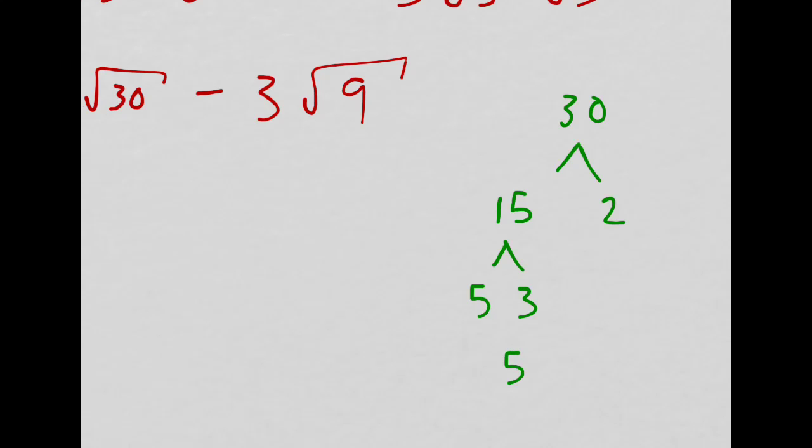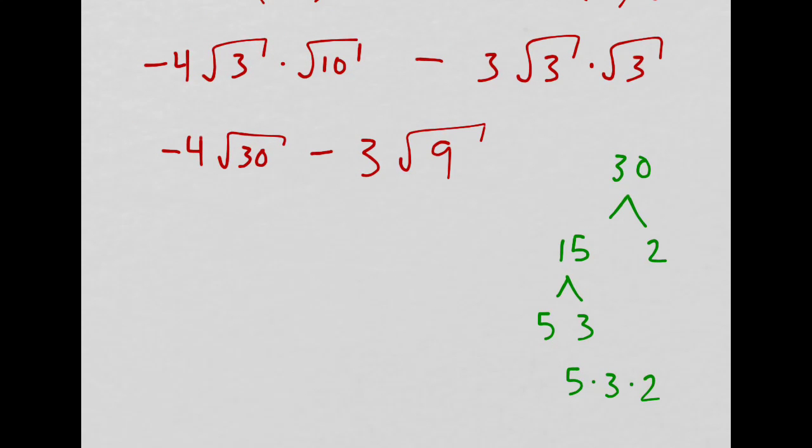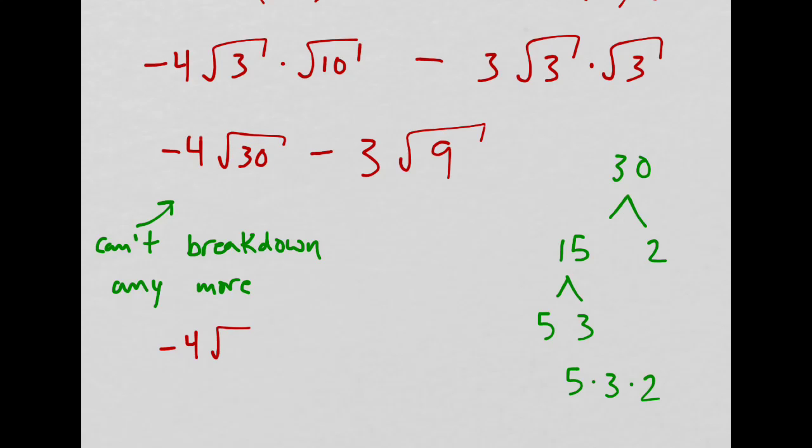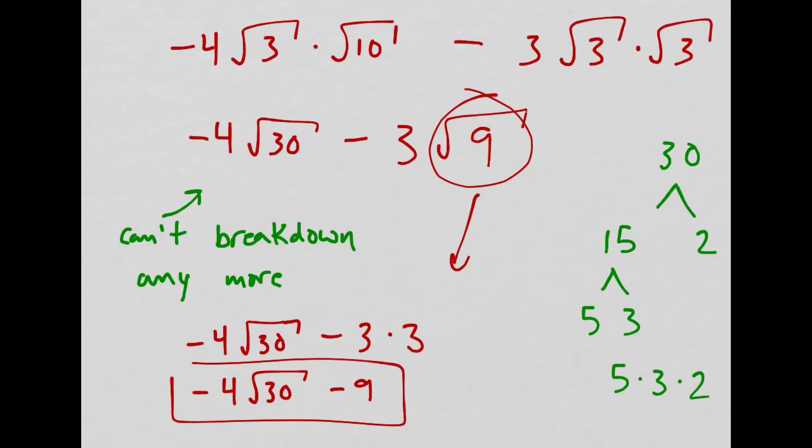Do I have anything squared? 5 times 3 times 2. Nothing squared, so everything just stays on the inside. We can't break this down anymore. So all we're going to do is leave it. Negative 4 square root of 30. Right? 5 times 3 is 15 times 2. And then here we have negative 3, but the square root of 9 changes to just regular 3. Right? So we have negative 4 square root of 30 minus 9. And that's our answer. So now that you've done that, I think you should be good to go.